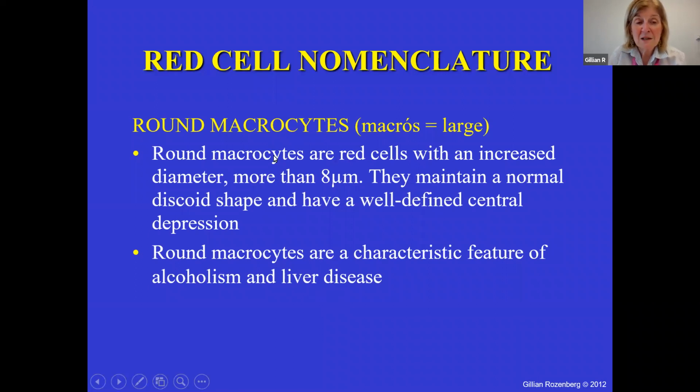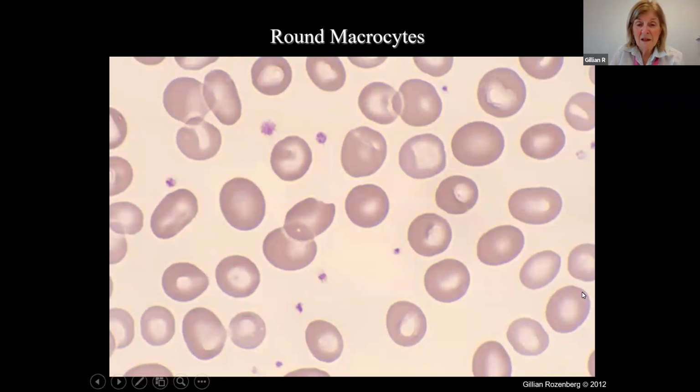So macrocytes, round macrocytes, they're red cells with an increased diameter, more than 8 microns. They maintain a normal discoid shape, and they have a well-defined central depression. Round macrocytes are a characteristic feature of alcoholism and liver disease. And this is a nice film showing you that this patient is somewhat anemic, but these are round macrocytes.